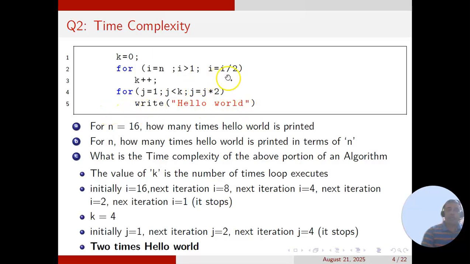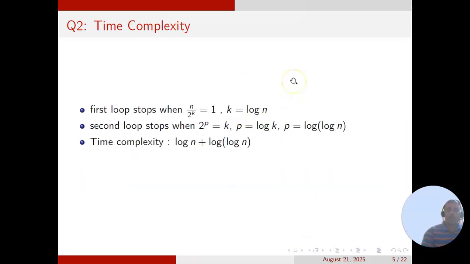And the time complexity of this algorithm: the first for loop executes log n times, and the second for loop executes log of log n times, and log n is the higher order term, so the time complexity is order of log n.